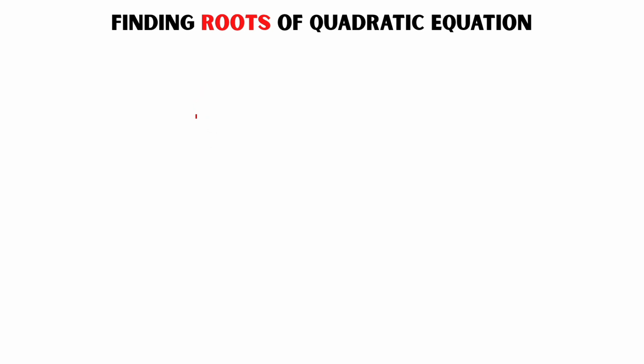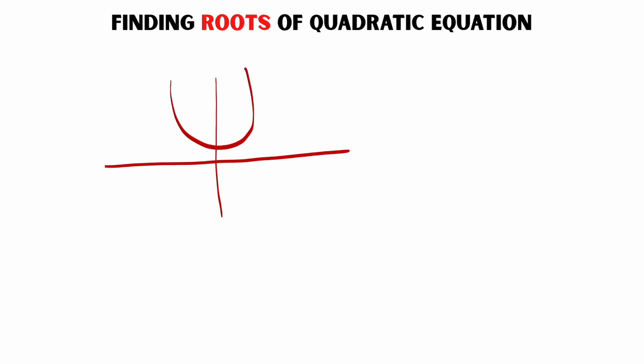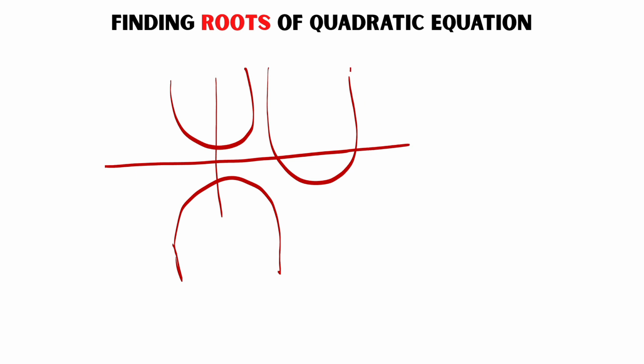So what did we learn from the graph? We learned that the graph of a quadratic expression which has a positive coefficient of x square will be U-shaped, and if the coefficient of x square is negative, it will be inverted like this, right? Inverted parabola. And if the parabola touches the x-axis, then the two meeting points are the two roots of the quadratic equation.